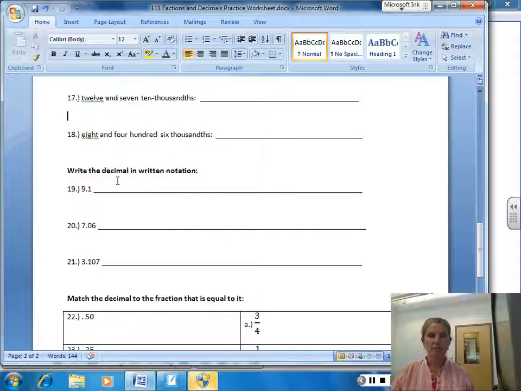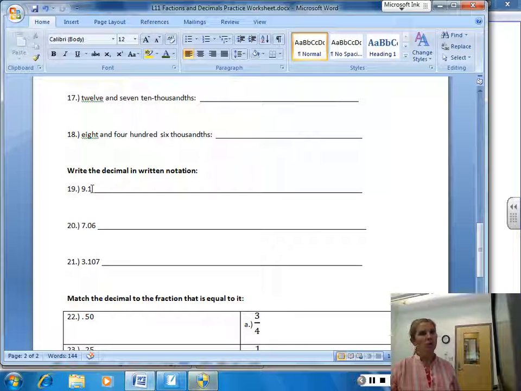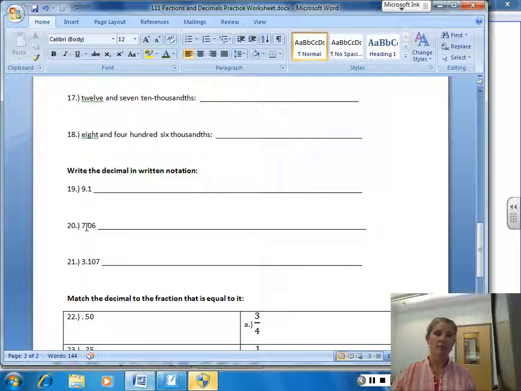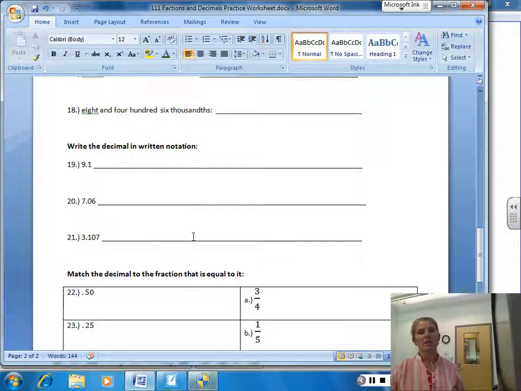And then you have 3 where they're asking you to write them in written notation: 9.1, 7.06, 3.107. For that, you're just going to say 9 and 1 tenth, 7 and 6 hundredths, right? That's what we're asking you to do.